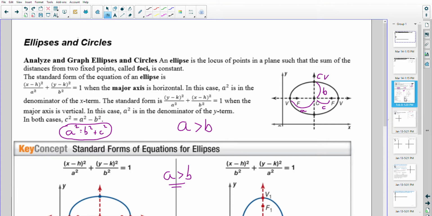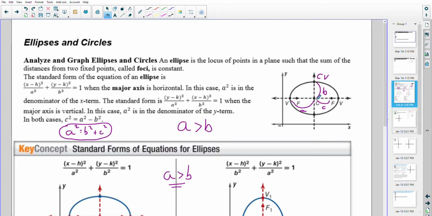The standard form of an ellipse is derived from the definition, which says that all of the distances from a point to the foci add up to the same number. So if you added this distance plus this distance, it's the same thing as a different point from here to here. And ultimately, you have an equation that involves A's and B's and C's.